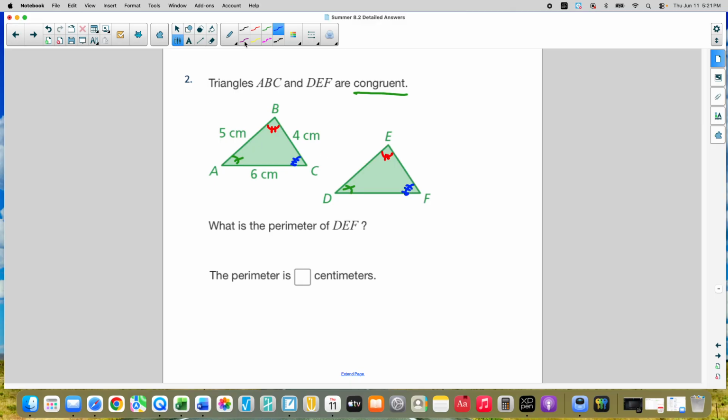Now, also we can talk about the sides. The side lengths are also the same. That side length is congruent to that side length. This side length is congruent to that side length. And let's use black, 1, 2, 3 is congruent to this. And we again use those tick marks. So what is the perimeter? Well, the perimeter is going to be 5 plus 4 plus 6, which gives us a total of 15 centimeters.